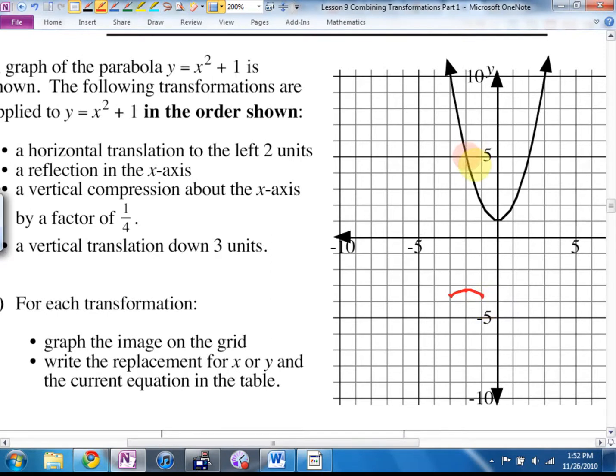Here, this looks like -2, 5. To left. What's the next one? Vertically reflect. Instead of 5 up, 5 down. Take 1/4 of that. Yuck! What's 1/4 of 5? 1.25, still negative. And then 1, 2, 3 down.